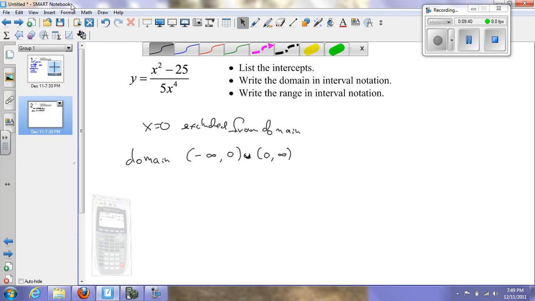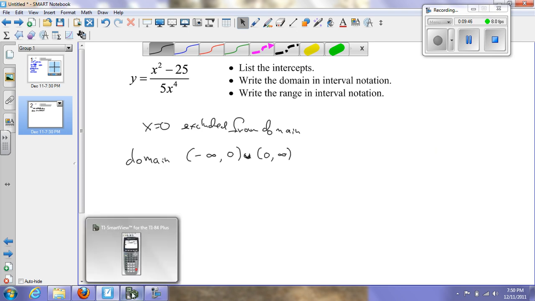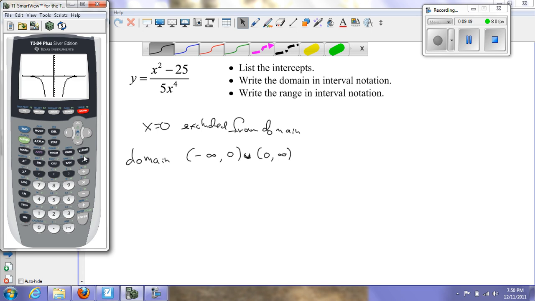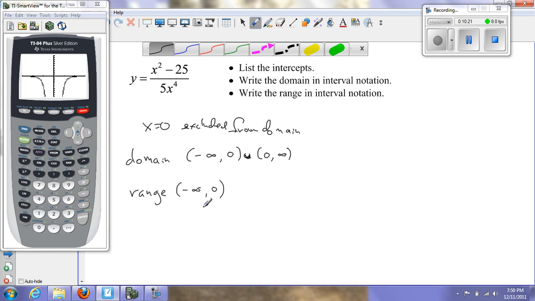And if that is my domain, then what would my range be? Well, if I look again at my graph, my range is going to be way down here, negative infinity, and it looks like it's going to come up, and we know it's not touching the 0 because we already tested out that value. So my range will be negative infinity to 0. But no union, because that's as far as it goes.